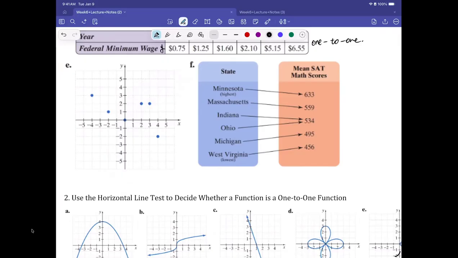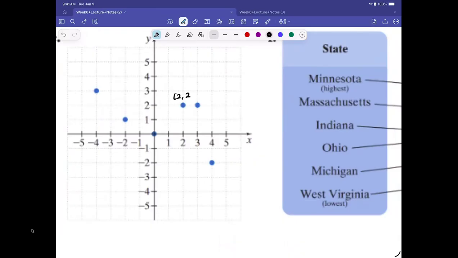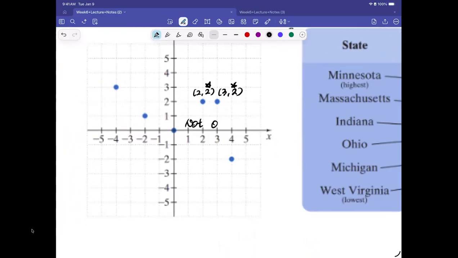Not 1-to-1. Why? Because there are 2 dots on the y line. Exactly. Can you see these 2 dots? The first one is 2, 2, and the second one is 3, 2. See here? Two y values are repeating. So that's why this is not 1-to-1. Make sense?